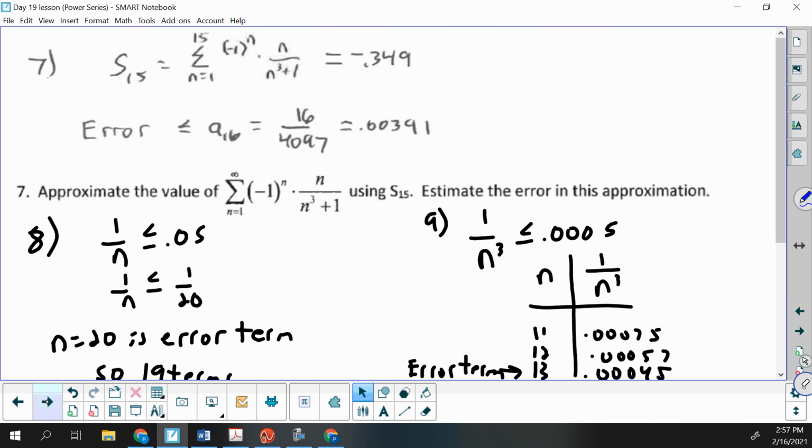In 7, first do the sum of the first 15 terms. You can do that right on your calculator. We were alternating, so our error is just the next one, the 16th one. So that's 16 over 4097.